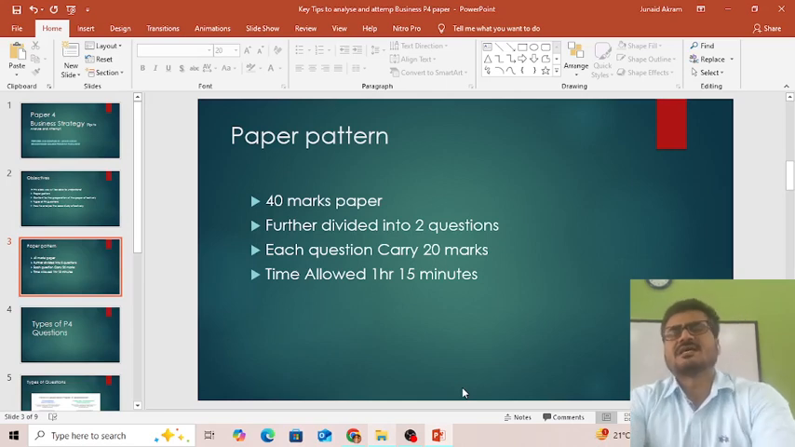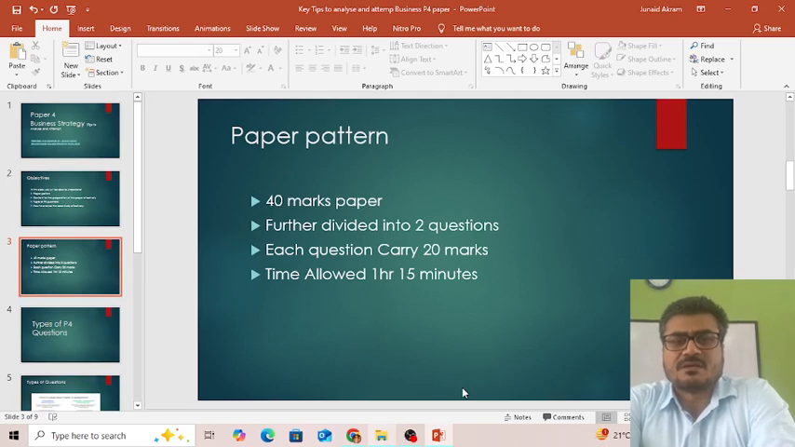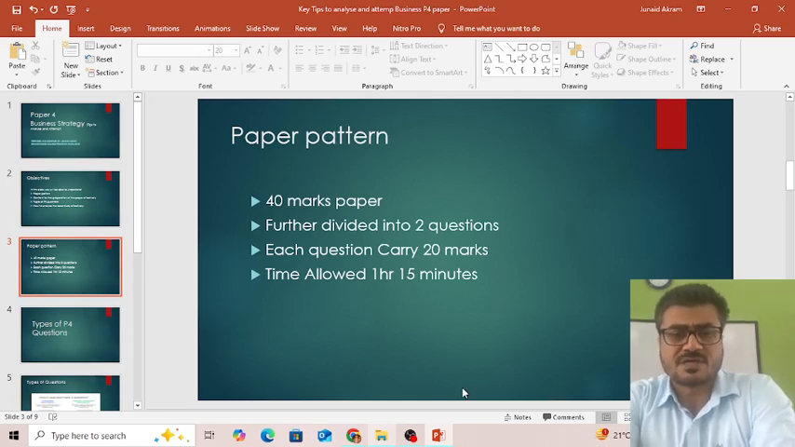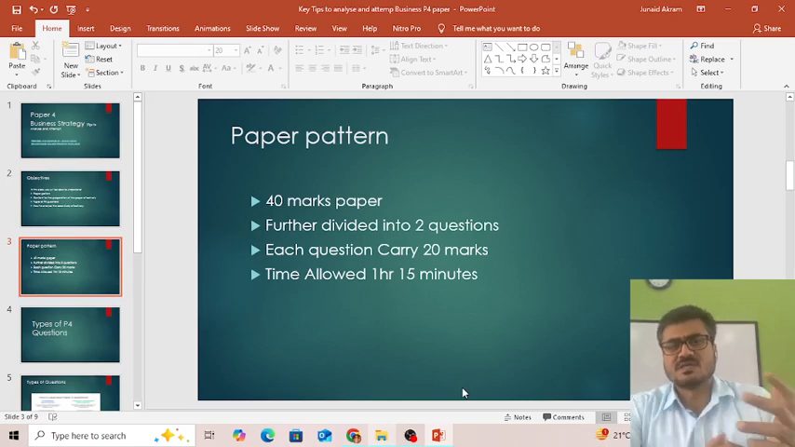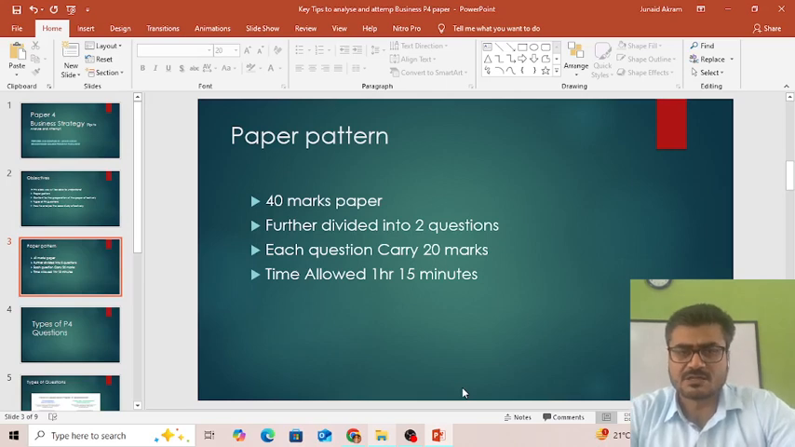Paper pattern. Basically this paper is P4, the name is business strategy, and it comprises 40 marks. The 40 marks paper is further divided into two questions, and each question carries 20 marks, and the total marks are 40. The time allowed to attempt paper 4 is 1 hour and 15 minutes, that is 75 minutes.